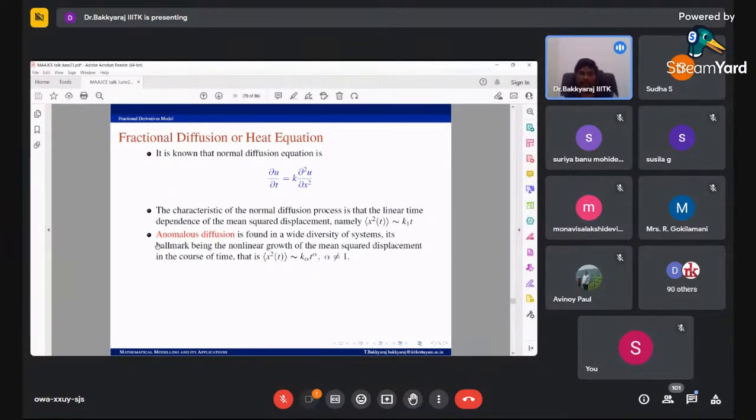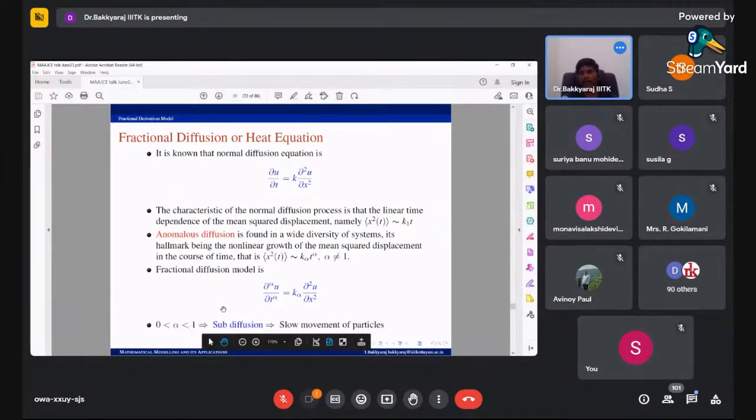These kinds of anomalous diffusion we can model through the fractional diffusion equation or fractional heat equation. If your alpha lies between 0 and 1, that is called subdiffusion behavior, the slow movement of particles. When alpha is greater than 1, that is called super diffusion, the fast movement of particles. You can predict this using these models. So this is what I would like to say about these two fractional derivative models. Okay, that's all.